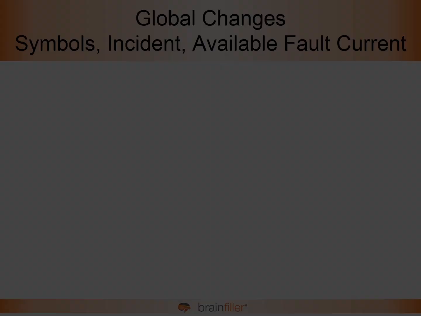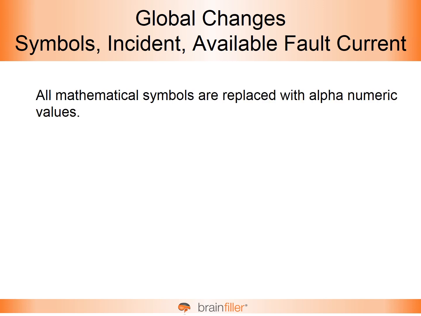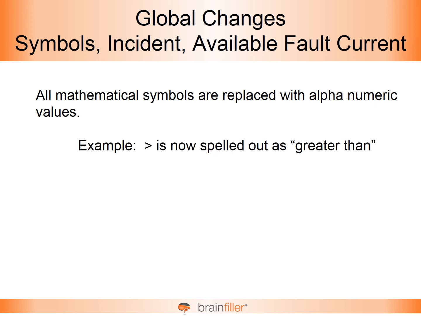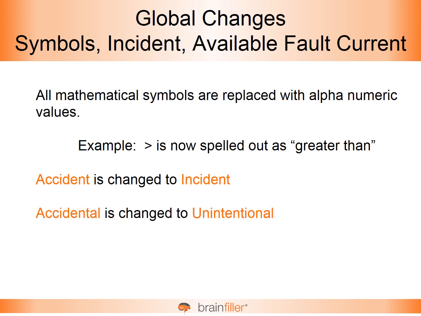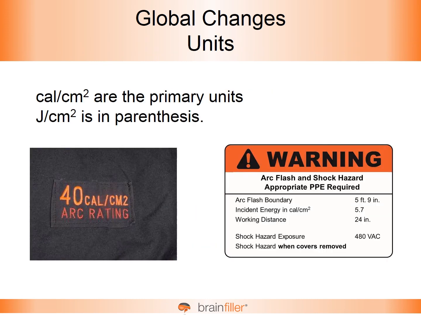Now, let's take a look at the new changes. The 2018 edition of NFPA 70E had quite a few global changes. A couple of them here. All mathematical symbols are replaced by alphanumeric values. So as an example, the symbol greater than is now spelled out with the words greater than. Other changes include the word accident is changed to the word incident, accidental is changed to unintentional, and short circuit current is changed to available fault current.